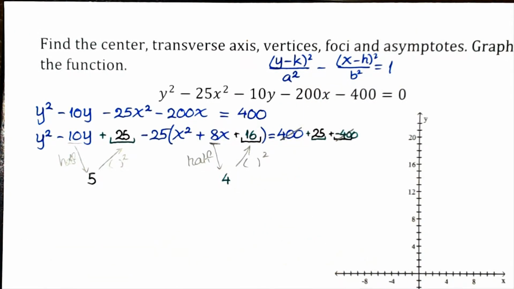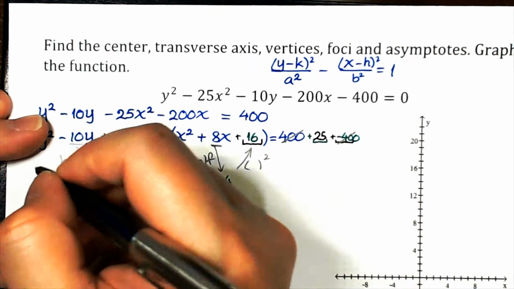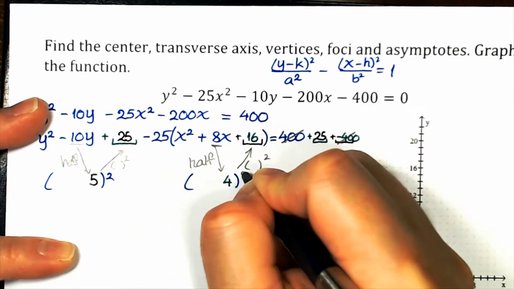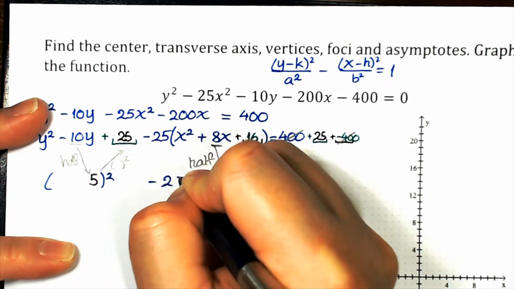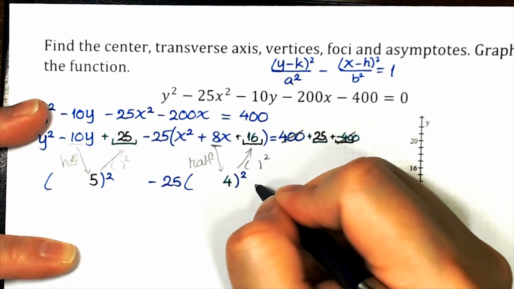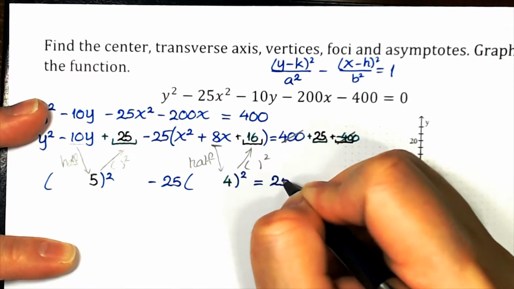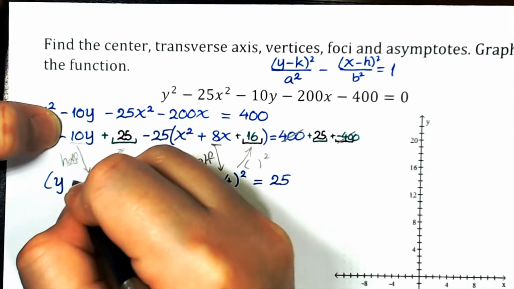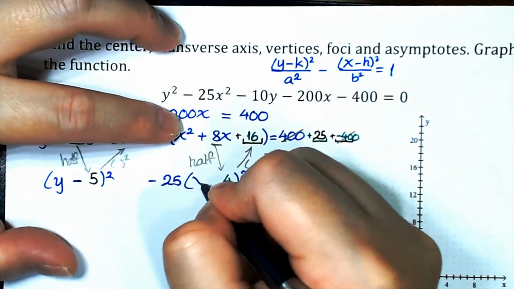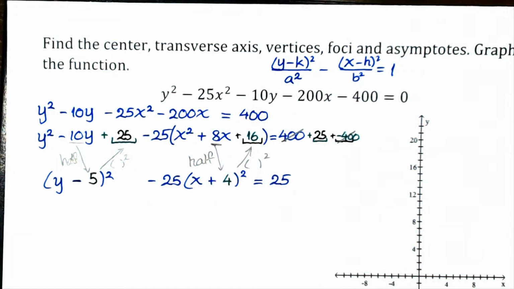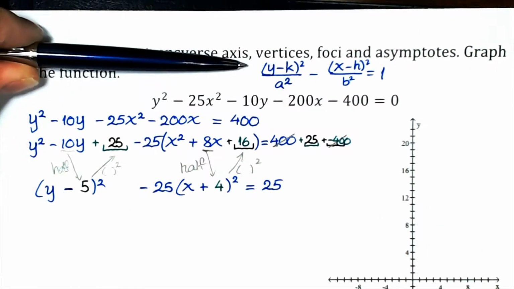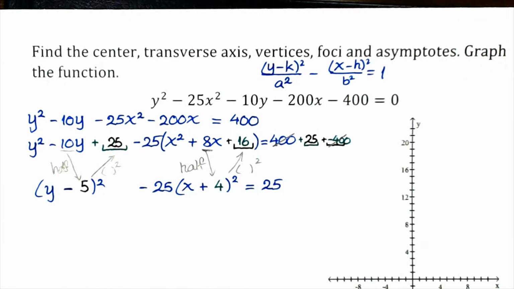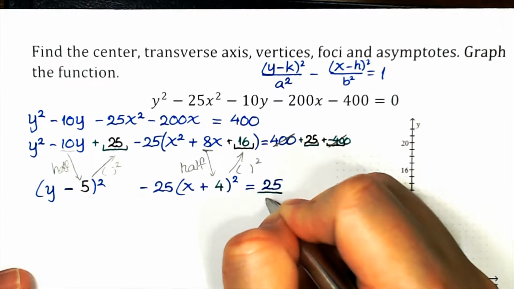And to simplify this, the equation will be, now we have the square for y, the square for x, still negative 25 in front of it, and there will be 25. Here we have y squared, so it's just y, and that's the minus, and this is x, but that's the plus. So we have this form. To go to the standard form, all we need to do is divide everything by 25. So the right hand side is going to be equal to 1.